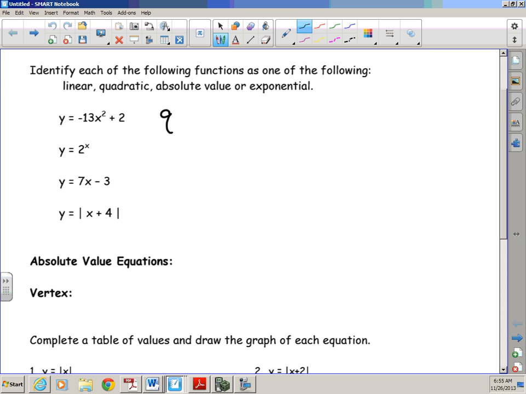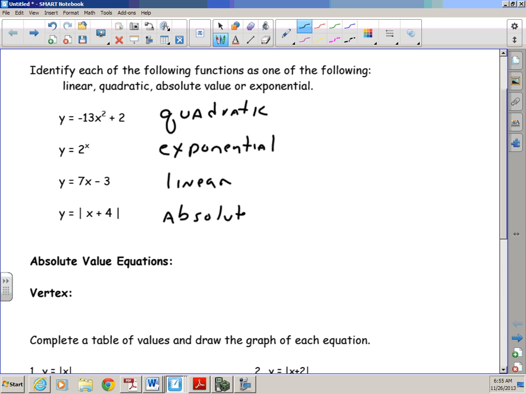The first one is quadratic. The x is squared. That's the highest exponent. The second one is exponential. The x is an exponent. The third one is linear because neither x nor y are raised to a power greater than 1. And the fourth one is absolute value because you see the absolute value symbols.